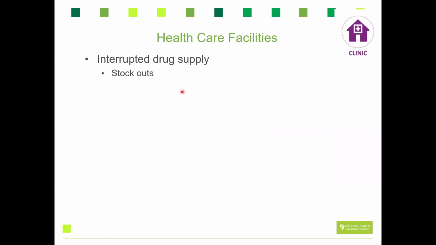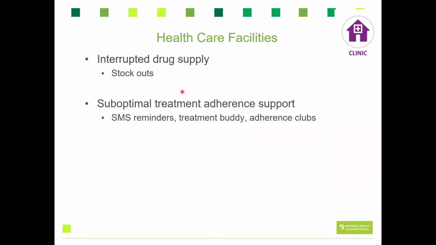Then healthcare facilities. Interrupted drug supply. Obviously stock out leads to poor adherence, non-adherence, and increases the risk for resistance. Then suboptimal treatment adherence support, which also goes together with stigma and disclosure. In some people, SMS reminders work. In others, treatment buddies help. Some like speaking to others in adherence clubs. I mean, there have been a lot of social studies done on this, which is not my field of expertise. And then poor treatment retention.